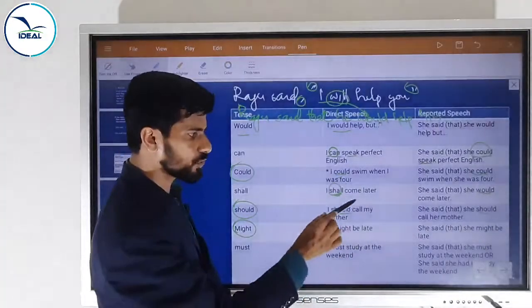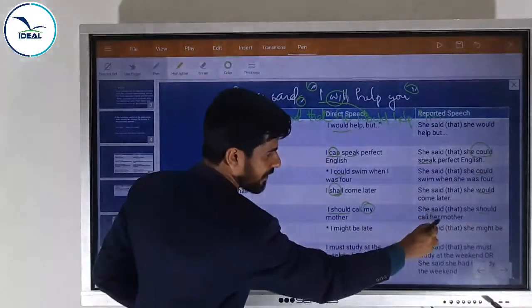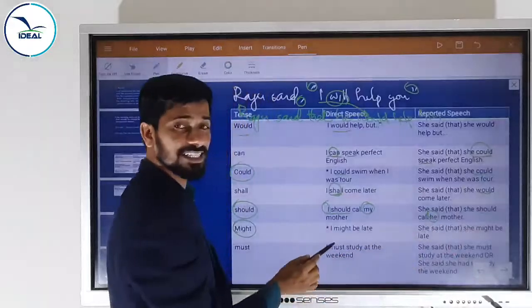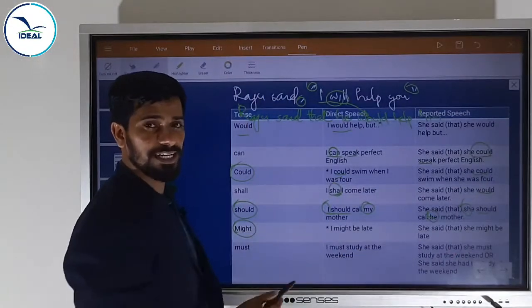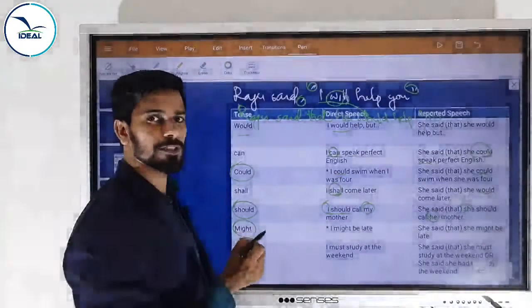She said that she should call her mother. Right? You might be noticing this. Instead of "my", "her", right? "I" becomes "she". So there are changes in pronoun also. So there is change in pronoun, tense, and words that denote time and place.